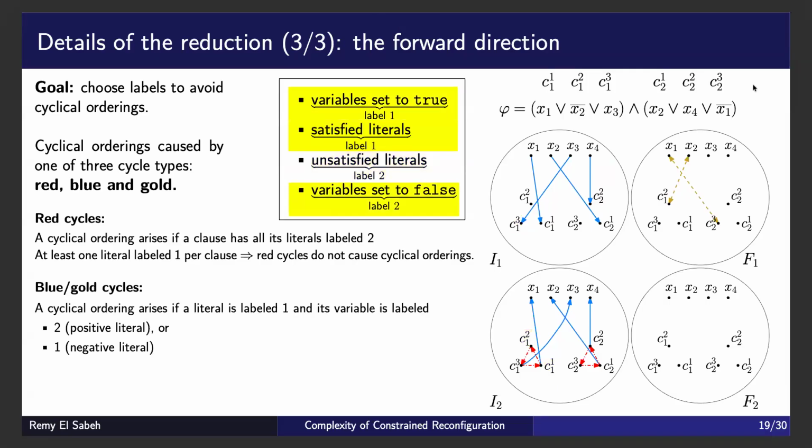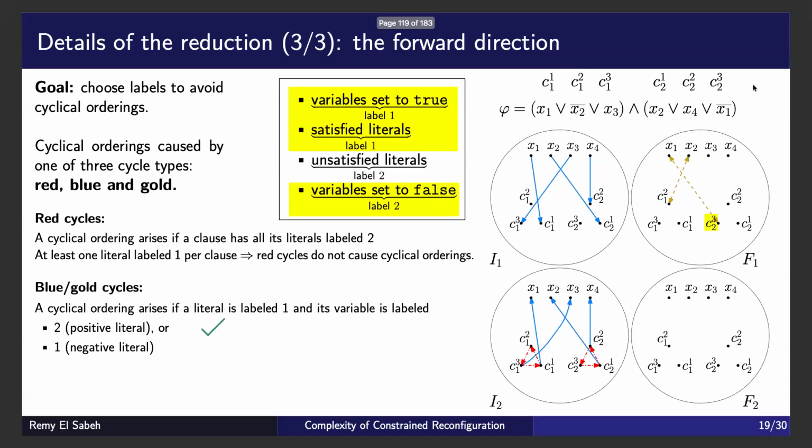As for blue and gold cycles, let's say that C13 is satisfied. So it's labeled 1, and that's a positive literal. For it to have been satisfied, its variable should have been labeled 1. So in that case, we know that x3 is true, and if it is true, in our solution we label it 1. We would have an issue if a literal is labeled 1 and its variable is labeled 2 when it's positive. So we know this is not a problem.